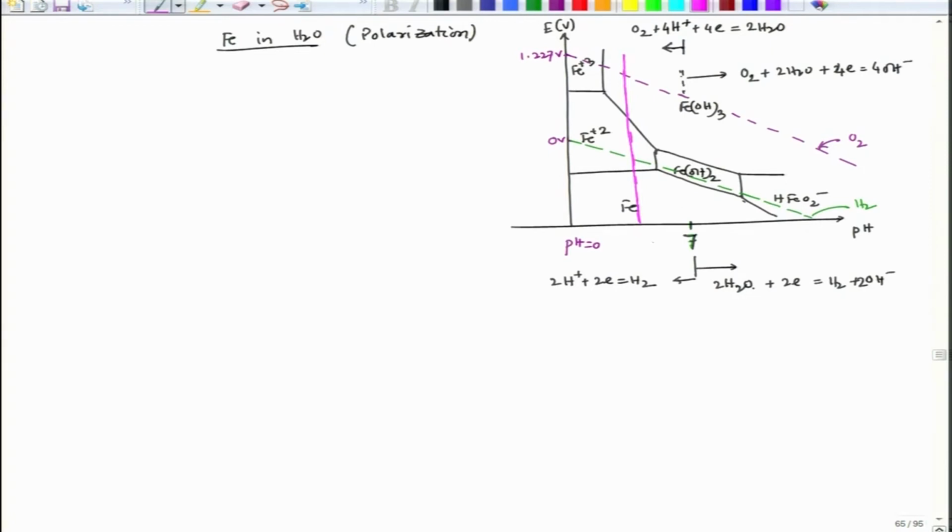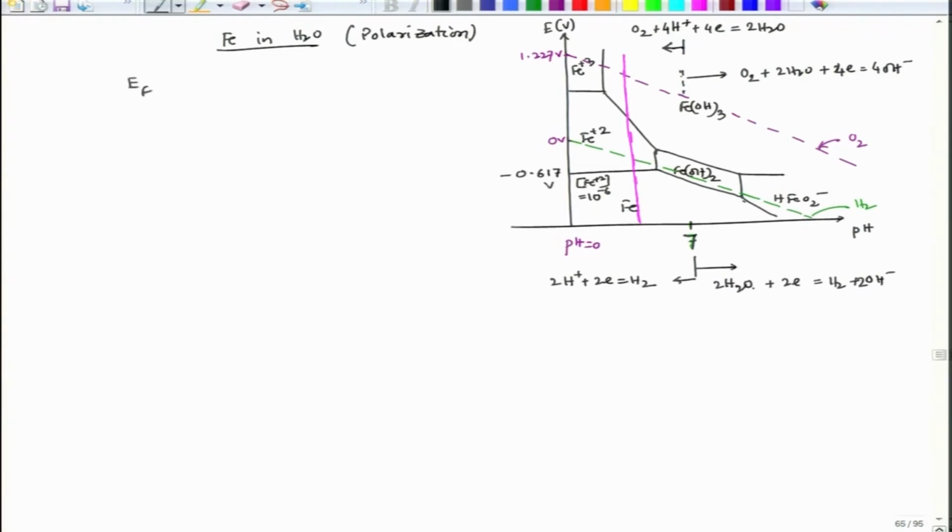Accordingly, I need to find out what will be the behavior of the polarization plot. Let us assume that we are taking a condition where the iron ion concentration, Fe plus 2, is equal to 10 to the power minus 6 molar, and this potential, if you calculate, you will see becomes like this, minus volt. How do we get to this value?